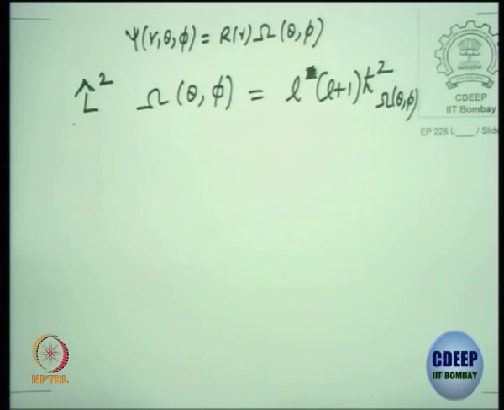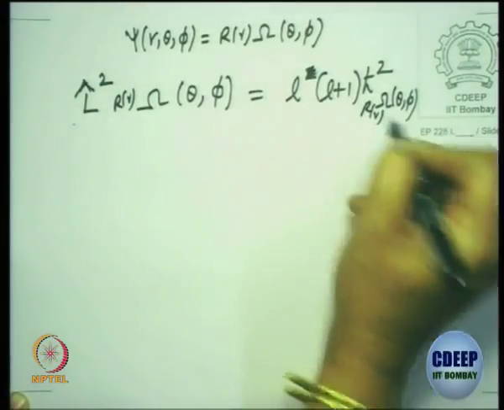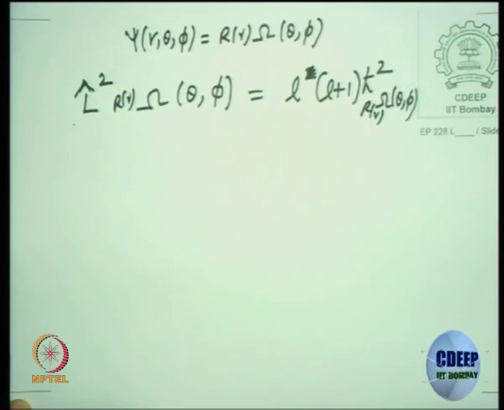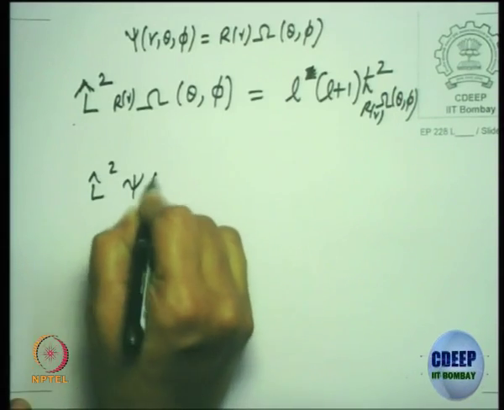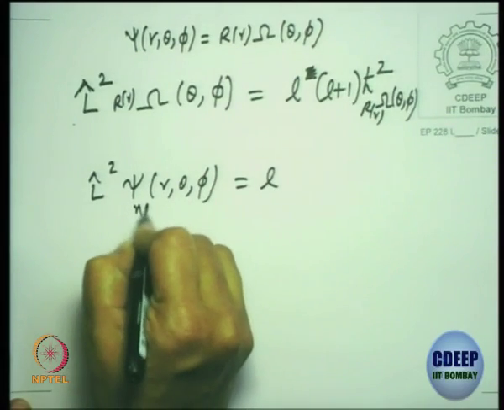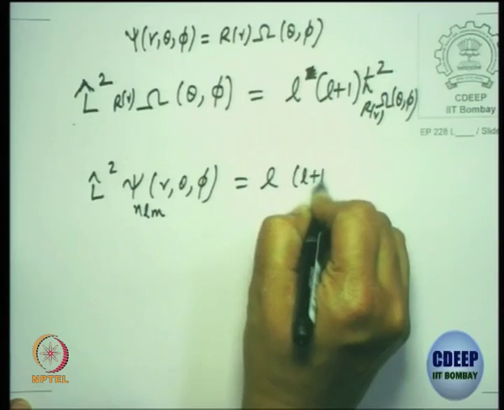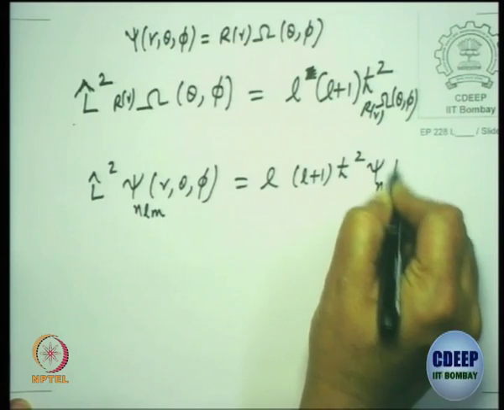So what is this? This is also an eigenvalue equation. Putting an R of r does not matter. Does it matter? So L squared on psi n l m of r, theta, phi is l into l plus 1 h cross squared times psi n l m of r, theta, phi.